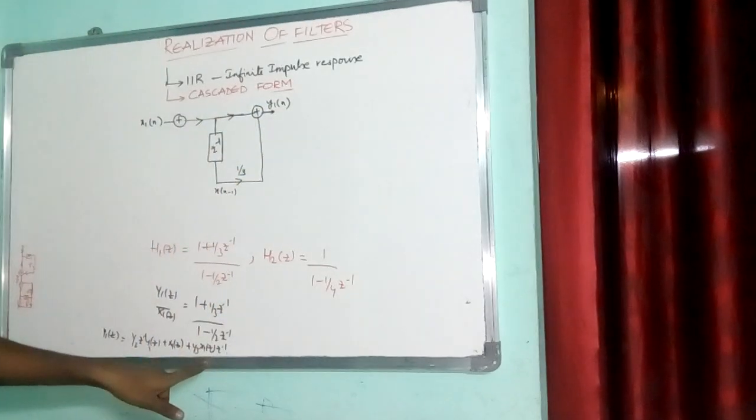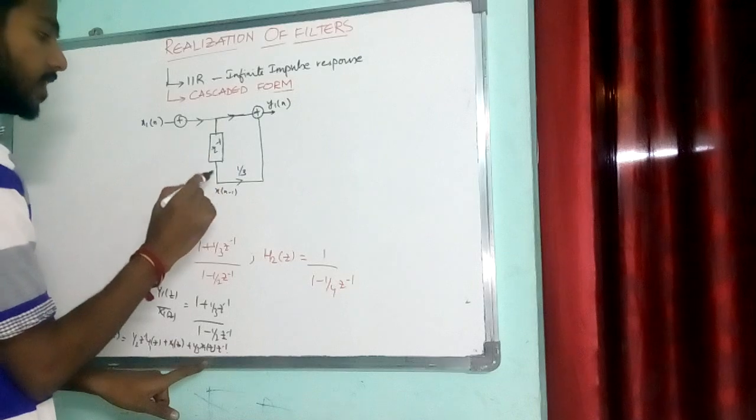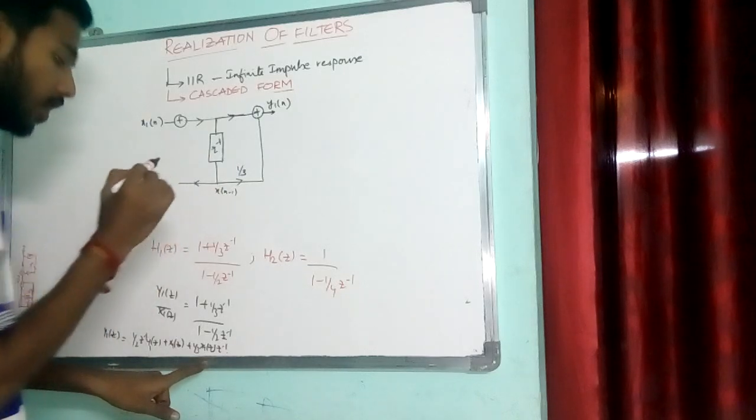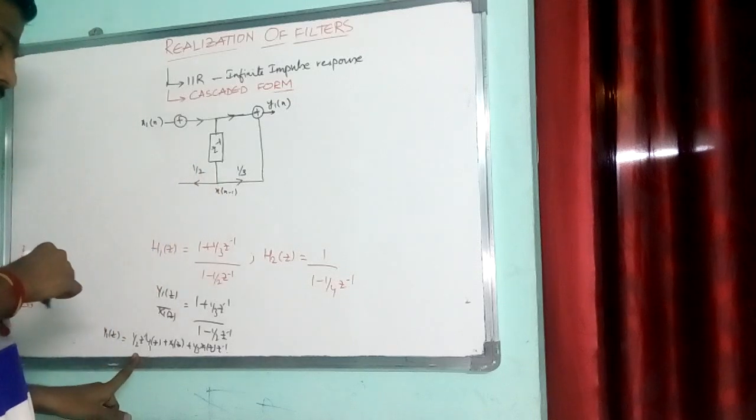This is my y1 of n. Similarly, this y1 of n is delayed by z inverse, one time unit, and the amplitude is 1 by 2.